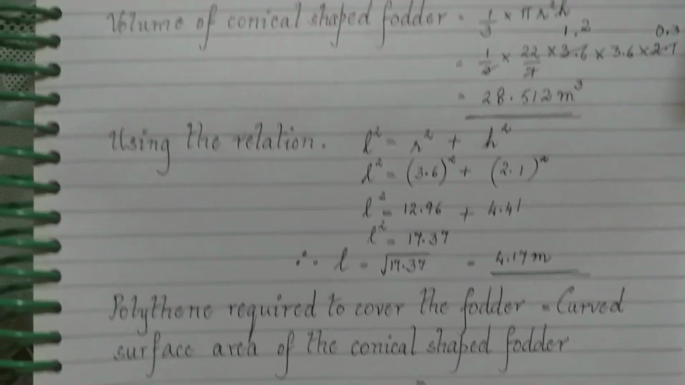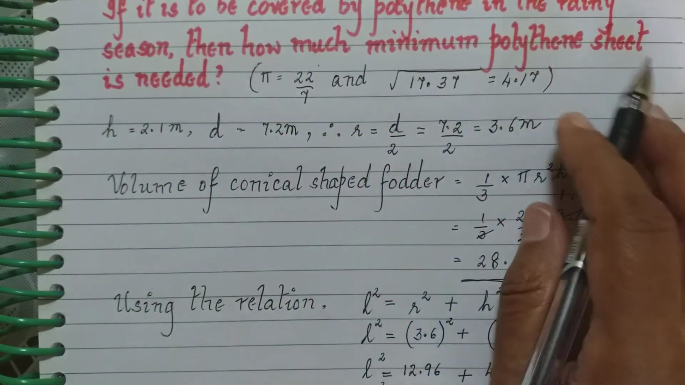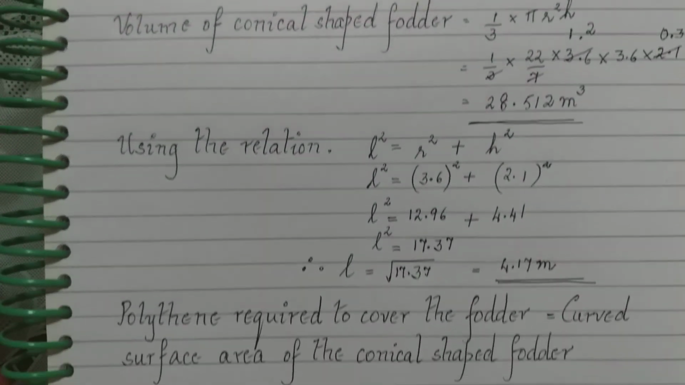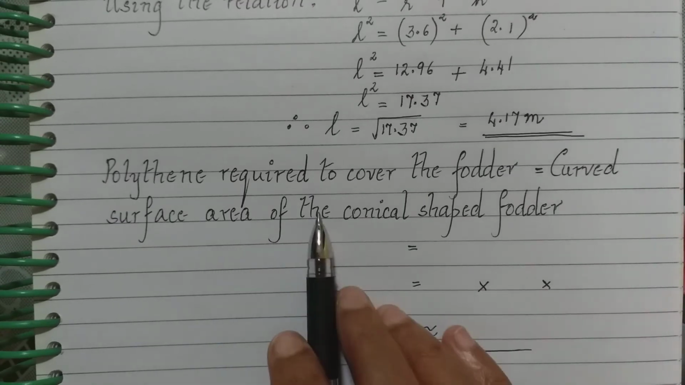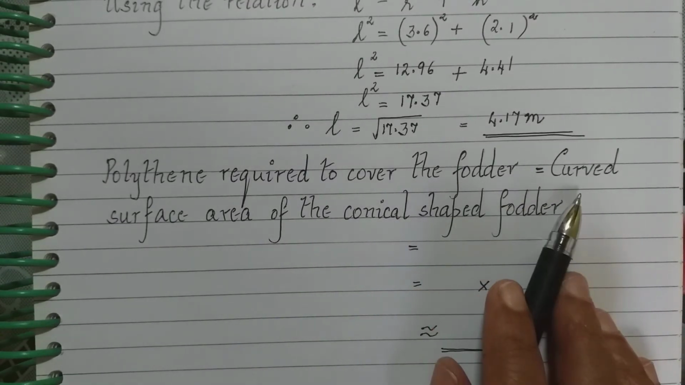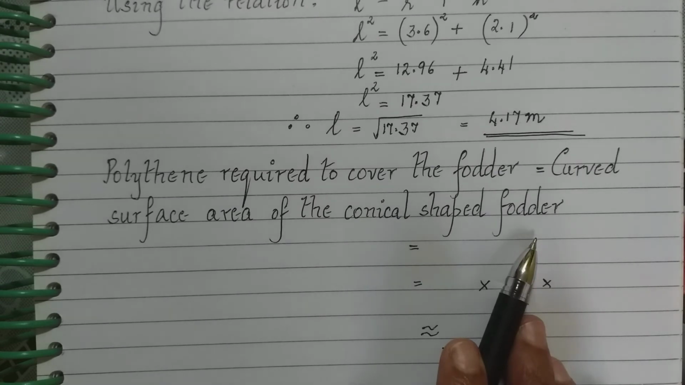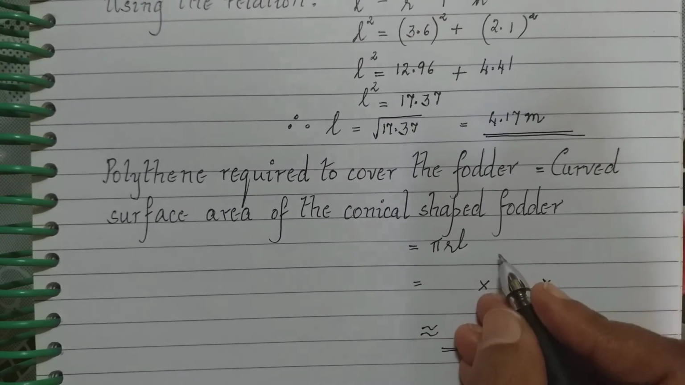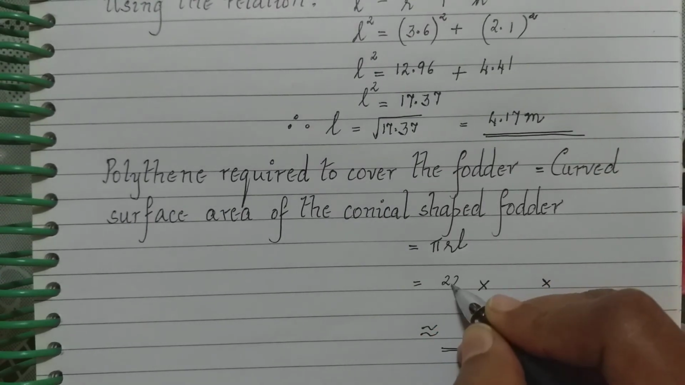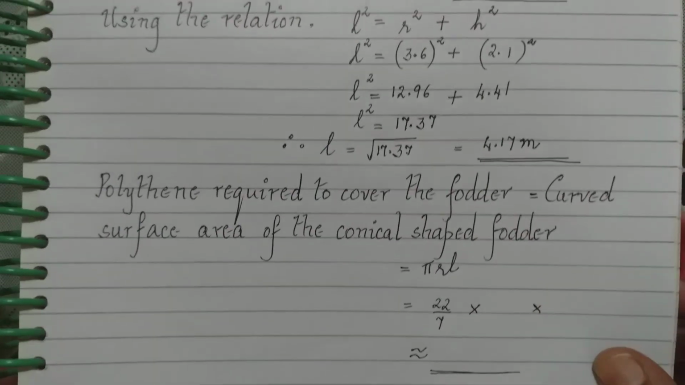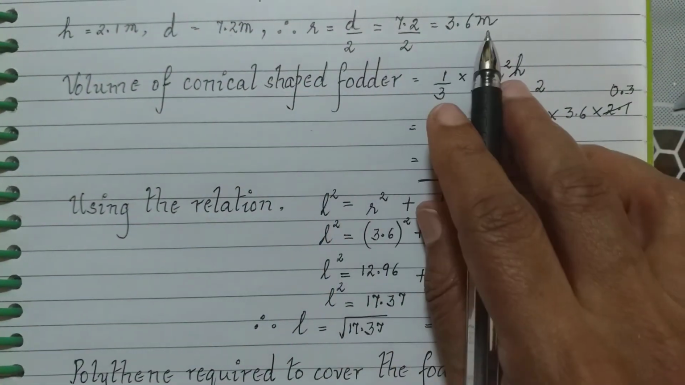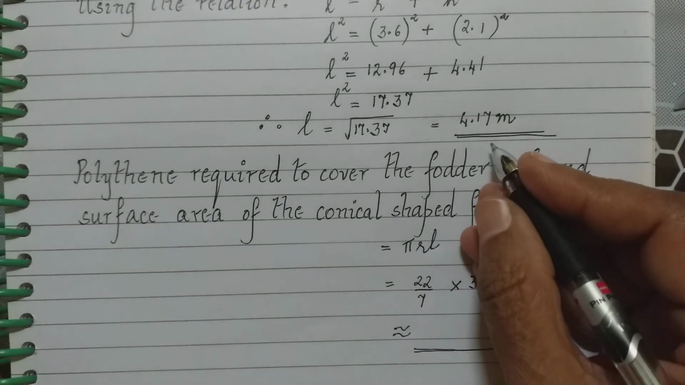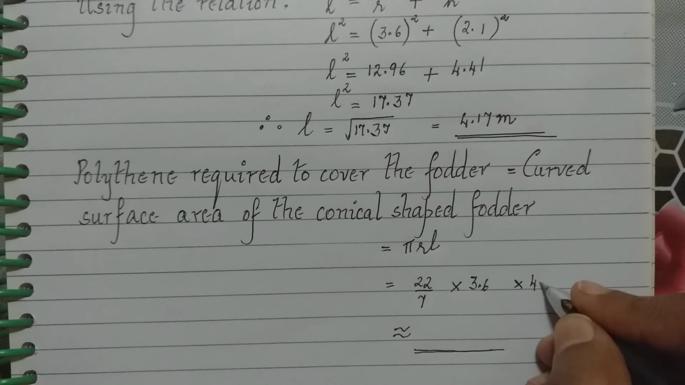Now what are we to find? The amount of polythene sheet required to cover the fodder in rainy season, which we said is the curved surface area of the cone. So polythene required to cover the fodder is the curved surface area of the conical shaped fodder. It is given by the formula pi r L. And pi had to be taken as 22 upon 7. R we said here was 3.6 meters. So into 3.6. L we found is 4.17. So we write here 4.17.